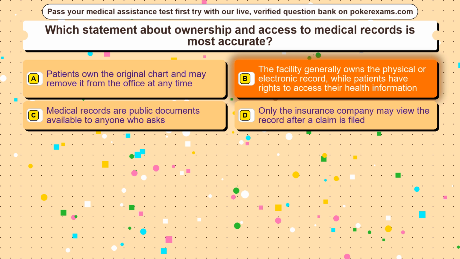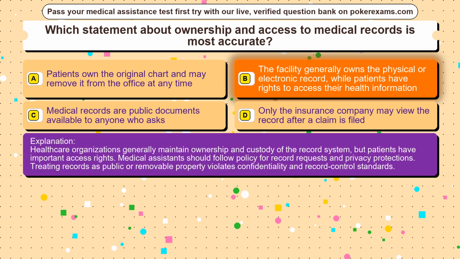The correct answer is option B, the facility generally owns the physical or electronic record, while patients have rights to access their health information. Healthcare organizations generally maintain ownership and custody of the record system, but patients have important access rights. Medical assistants should follow policy for record requests and privacy protections. Treating records as public or removable property violates confidentiality and record control standards.